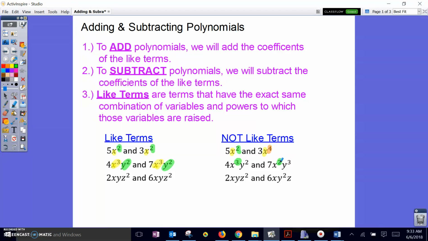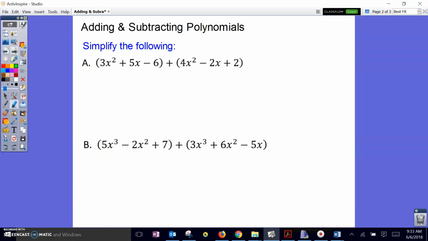Okay, now let's look at how we're actually going to add and subtract. We'll start with simplifying a few problems. We look at A here. We're going to simplify this. The first thing we want to do is identify what like terms exist between the two polynomials that we're adding together. We see that we have an x squared term here and a corresponding x squared term in the other polynomial. We have an x term here and a corresponding x term in the other polynomial. And then we have a constant term in both, and we're going to combine those together.